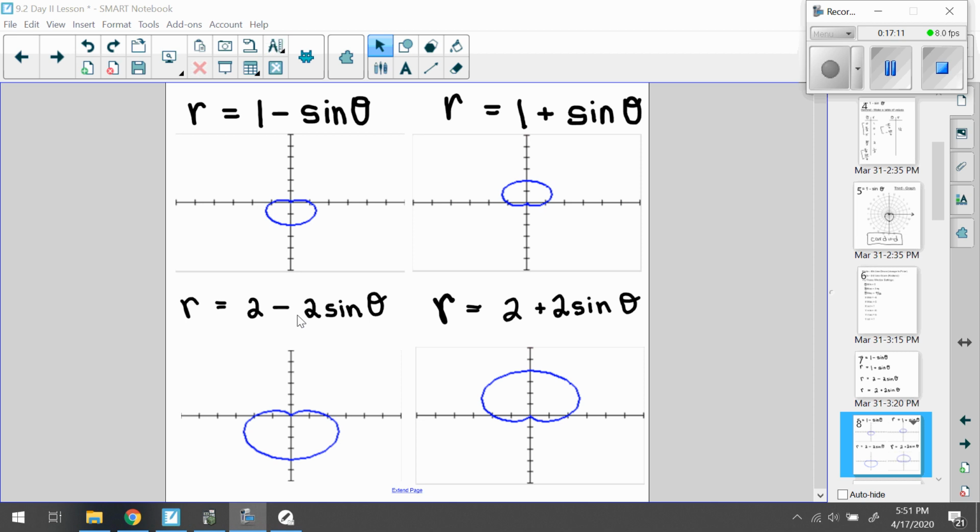Also, one thing I'd like you to notice is the coefficient for all of these are the same. So like here I have a 1 and a 1, a 1 and a 1, a 2 and a 2, a 2 and a 2. But you will notice as that coefficient gets larger, so as I went from 1 to 2, the entire cardioid got larger. And if you wanted to take more time and try 3s and 4s and things like that, you'll see that it just gets larger and larger and larger. And so this is kind of the form of our cardioid.